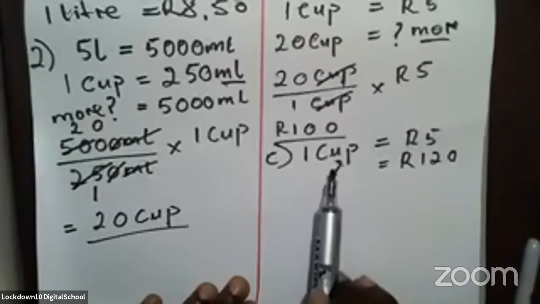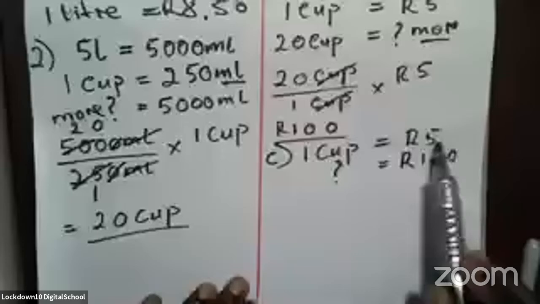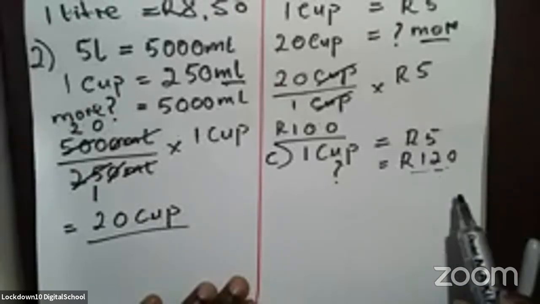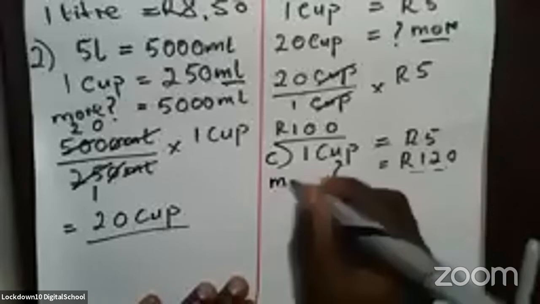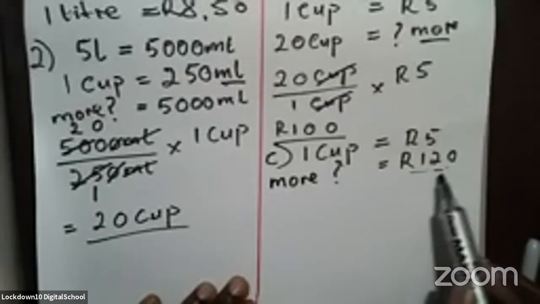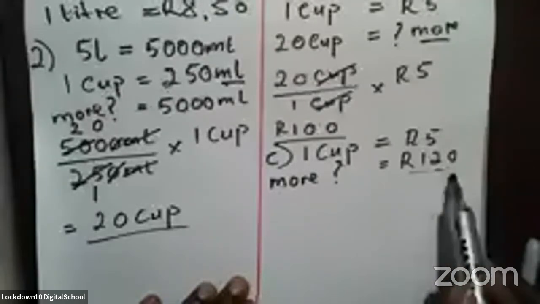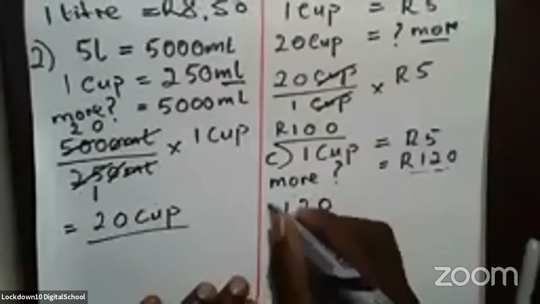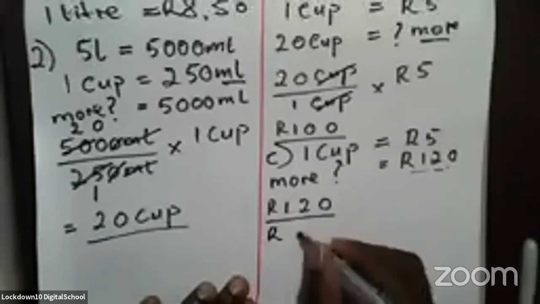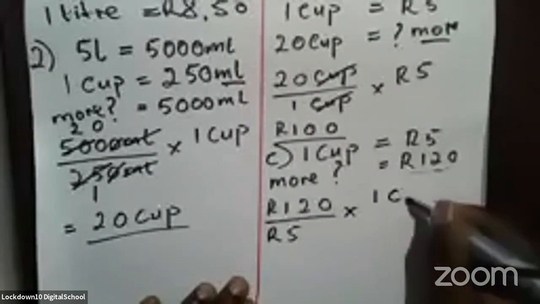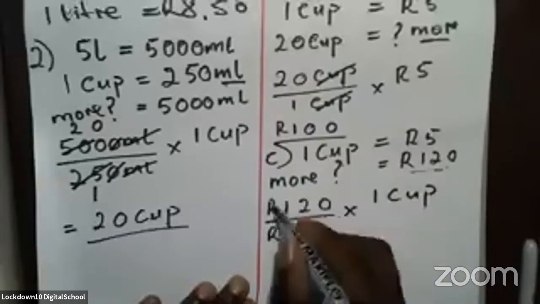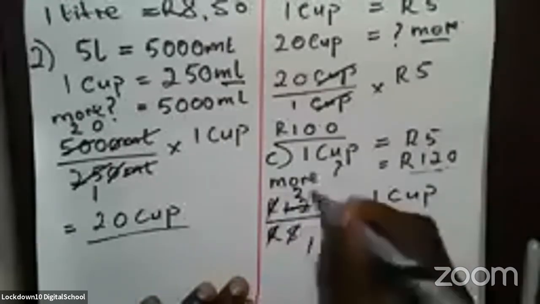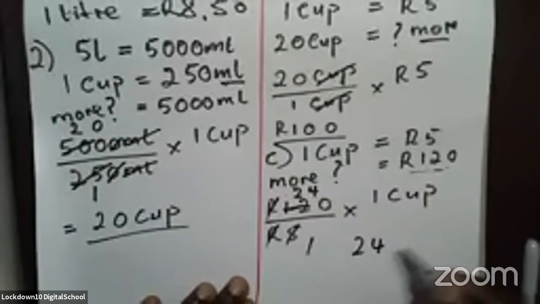So we are saying one cup is equal to 5 rand, right? We need to ask ourselves, how many cups are going to make us 120 rand? So this is obviously going to be more. We are going to need more cups for us to reach 120 rand. So if it is more, the rule says a bigger number in rand over a smaller number, again in rand, multiplied by cups. Rand and rand cancel out. 5 into 5, 1. 5 into 20, you have 4. So you will need to make 24.